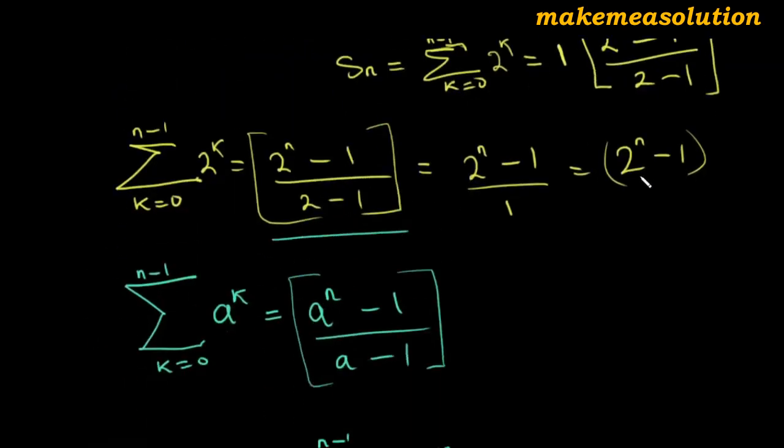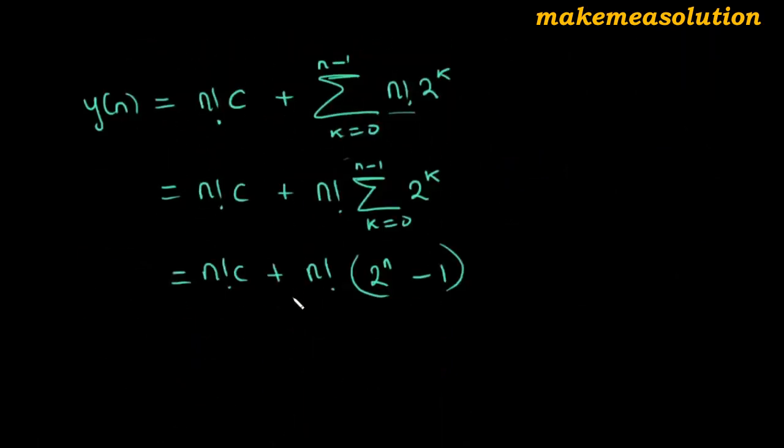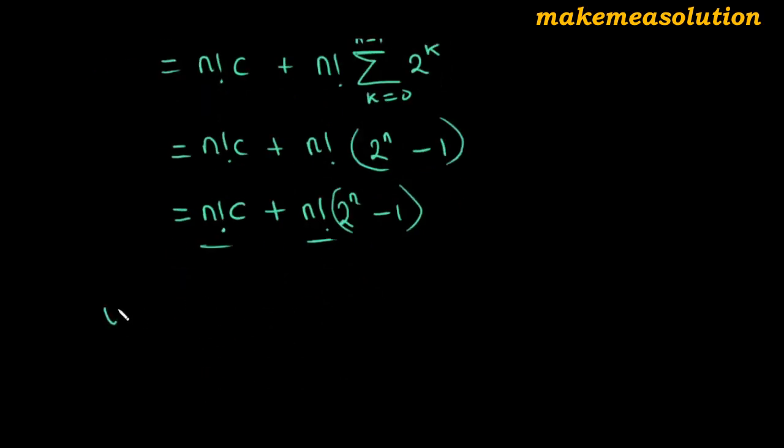Or if you want, you can still go back and do the maths by yourself. Is that okay? So at the end of the day, we now had n factorial c plus n factorial times (2^n - 1) in brackets. So you can now factor out the n factorial, so your y of n will be n factorial times (c + 2^n - 1).